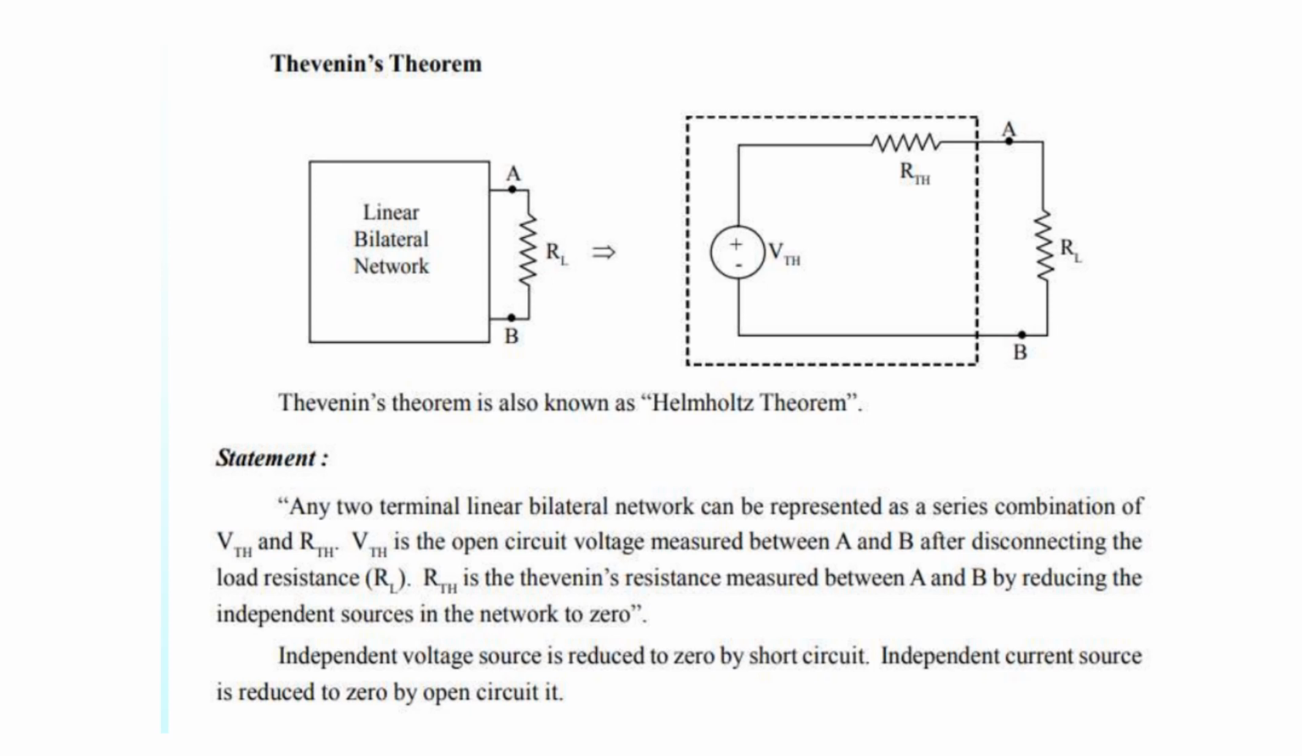RTH is the Thevenin's resistance measured between A and B by reducing the independent sources in the network to zero. Independent voltage source is reduced to zero by short circuit and independent current source is reduced to zero by open circuit.